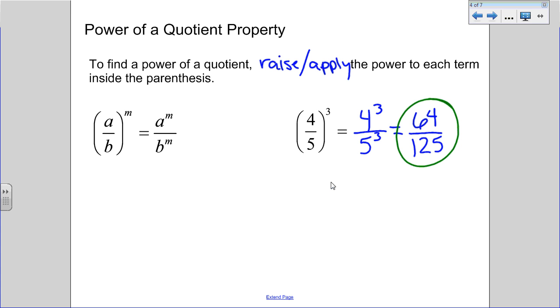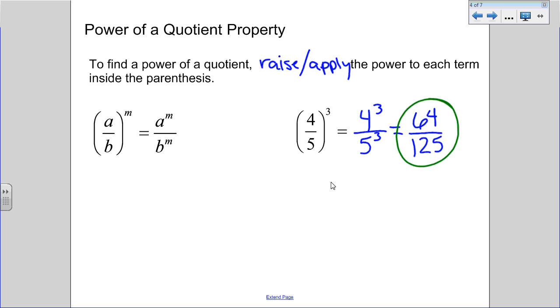64 divided by 125. Math. And then it should say arrow fraction. Enter. Math. Enter.